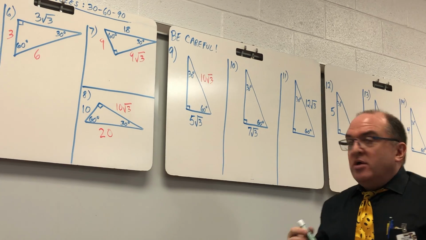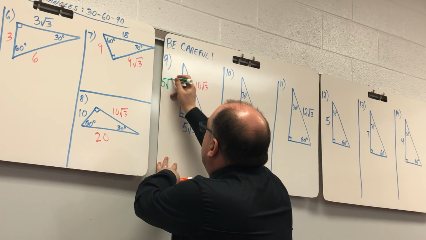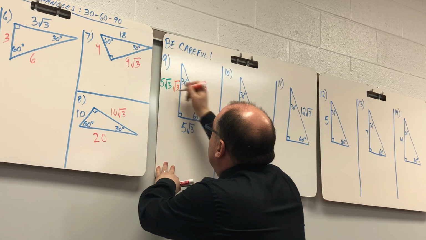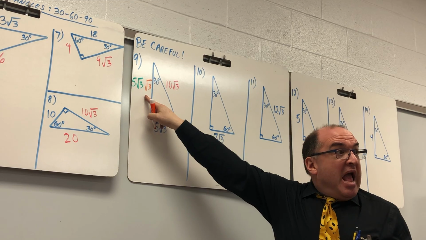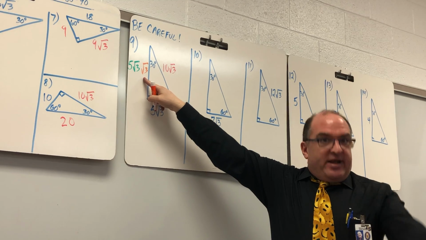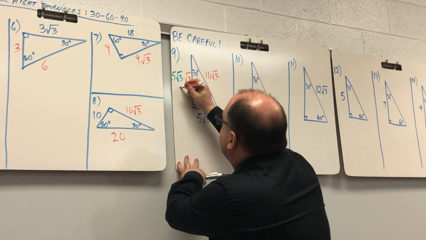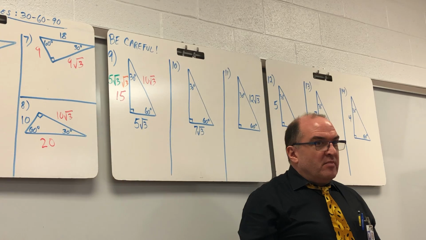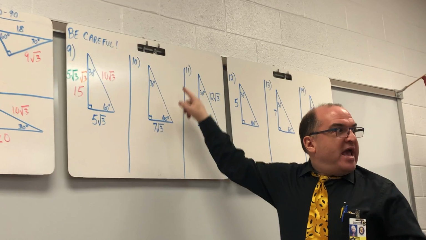But now, let's see if you understand this part. Isn't this 5 square root of 3 times square root of 3? Don't I multiply this by square root of 3 to get this, right? And what did you tell me square root of 3 times square root of 3 was? 3, right? Times 5 is 15. Does everyone understand why this length here is 15? Are we good there? Okay.